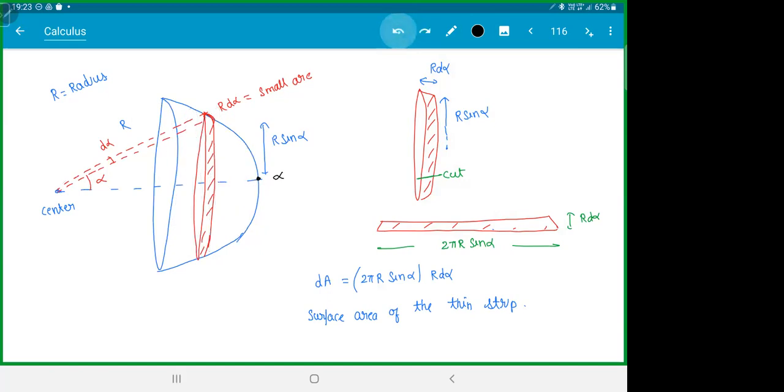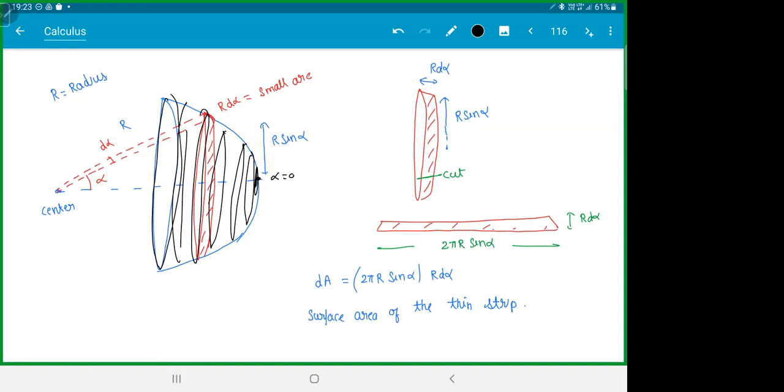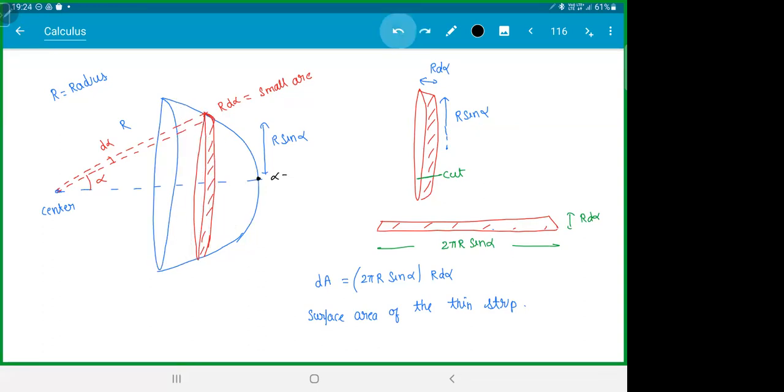When you change alpha from 0 to theta, you are covering all the rings. Look, I'll tell you the meaning again. If you take alpha 0, you're taking this ring. If you increase alpha a little, this ring, this ring, this ring, then this. Eventually, the last corner comes. That means alpha values are changing from 0 to theta. That is the limits.